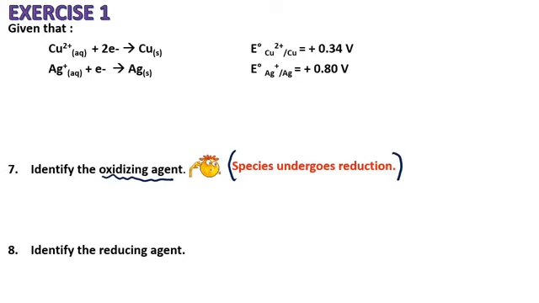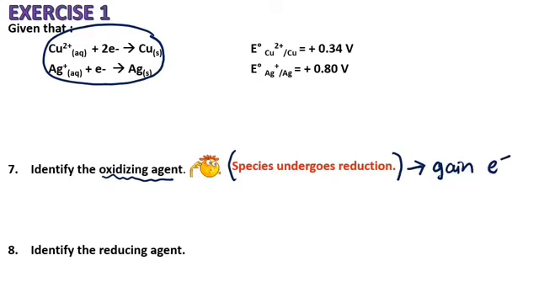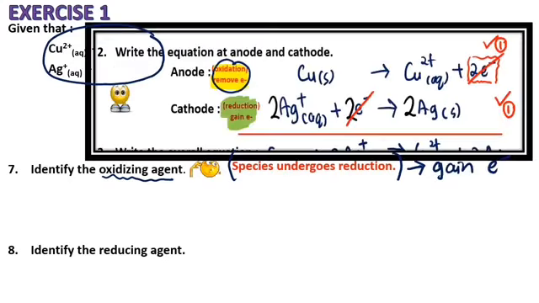So, dalam awak punya persamaan ni, which species undergoes reduction? Maksudnya, which species yang gain the electron? Kalau takut lupa, tengok semula jawapan dalam soalan nombor 2 tadi. Ni, soalan nombor 2 awak. Okay? So, dekat dalam persamaan nombor 2 awak ni, cuba check which species undergoes the reduction, refer to the gaining of electron. Cuba cari. Adakah copper solid yang gaining the electron?